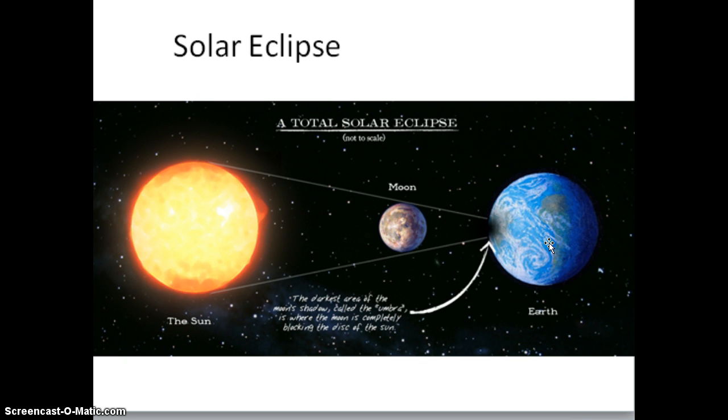The reason that we do see the moon at all times is because the moon's plane is at a different degree than Earth's plane orbiting the sun. So just because the moon is between Earth and the sun doesn't mean that it is going to give us a solar eclipse that you see here. A solar eclipse is only going to happen when the moon, the Earth, and the sun all line up on the same plane, and the moon casts a shadow onto Earth's surface.